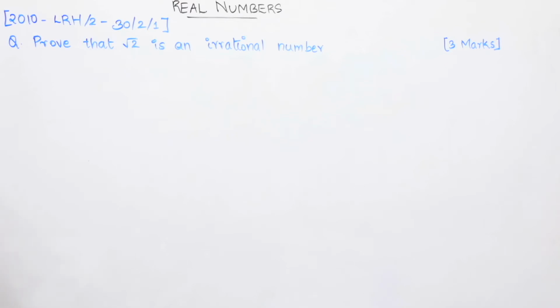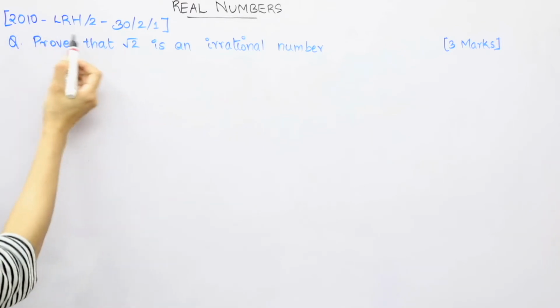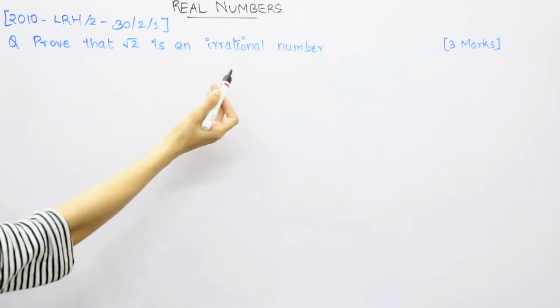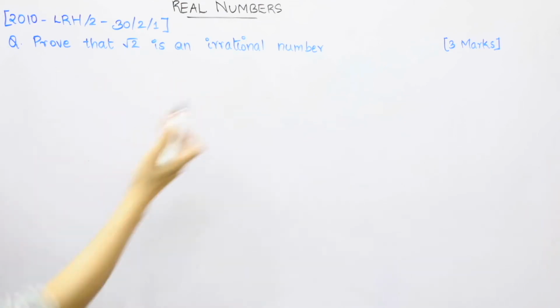This was asked in 2010 for 3 marks. Series details have been provided for your reference. The question is, prove that root 2 is an irrational number. It's a 3-mark question. The method used here is called proof by contradiction.